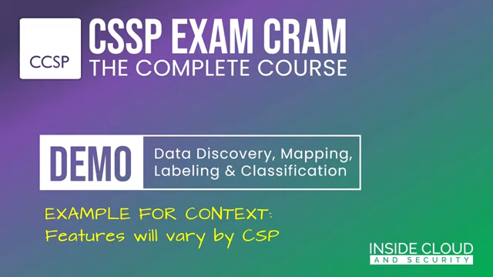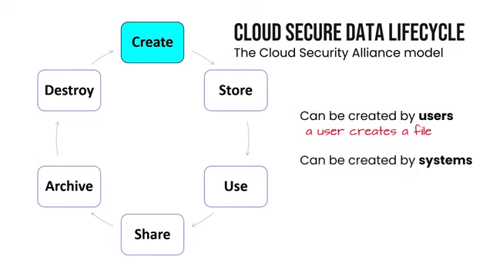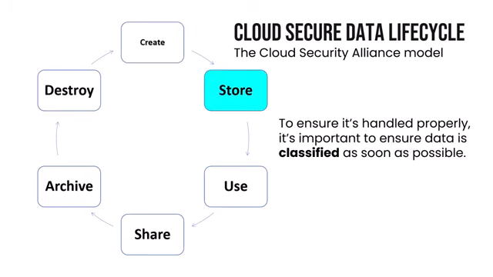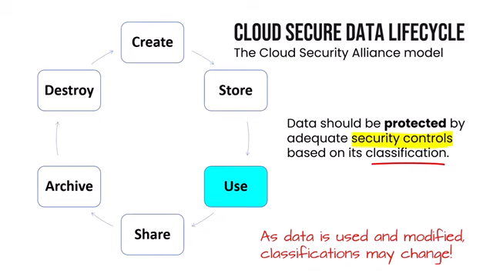Now I'd like to revisit with you the secure data lifecycle, looking at the lifecycle through the lens of data classification. So as we've said in the past, data can be created by users, data can be created by systems, but after that data is created, we need to classify that data as soon as possible. It's only through classification that we can then determine appropriate protections for that data. Ideally, the data will be encrypted at rest regardless of its sensitivity. And data should be protected by adequate security controls based on its classification. So classification will drive the need for protection.